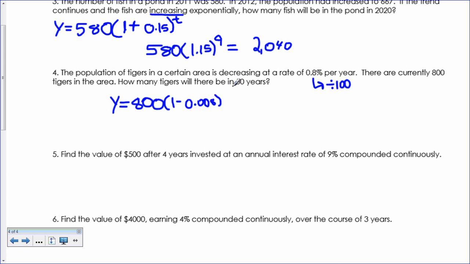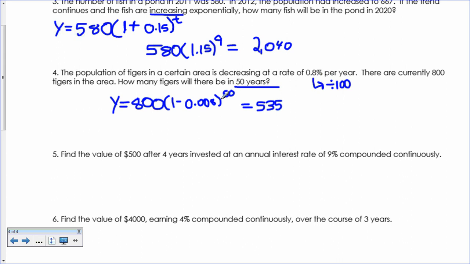All right, and then they already tell you very specifically the time is 50. So you don't even have to write the t as a stand-in. You can just automatically put it in and then stick that in your calculator. So 800, and then you do the 1 minus 0.008 raised to the 50, and you get 535. Again, don't use a decimal there. Yep, and then that would be that one.